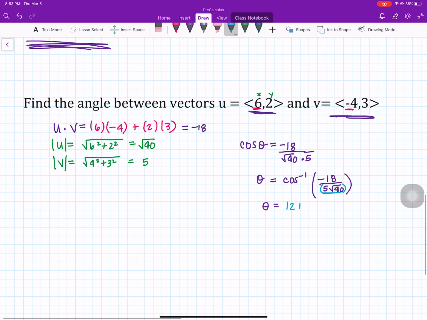This angle between these two vectors is 124.7 degrees after you punch it in.